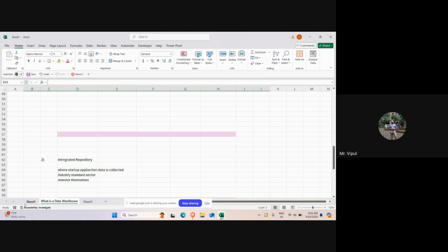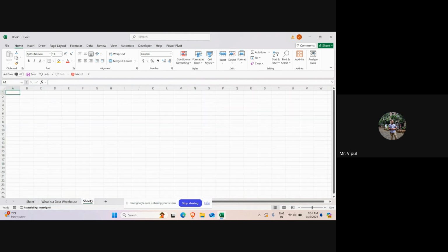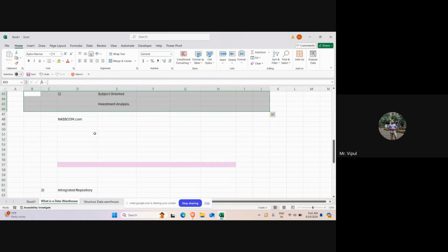Now let us go to the next part. Let us understand the structure of a data warehouse. Having said that, we have only discussed what we mean by a data warehouse. Now let us understand the structure of a data warehouse. So you go through this point one more time.